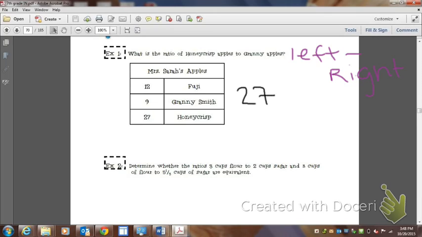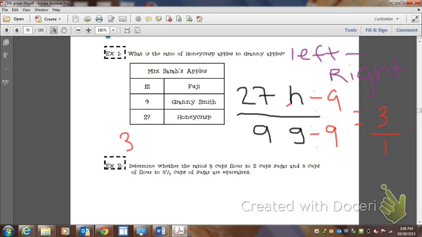And I'm always going to label what I'm comparing over top to bottom, Granny Smith, which is 9, G. And remember, with ratios, we always want to reduce them. So I'm going to reduce both of them by their greatest common factor of 9, which comes out to be 27 divided by 9, which is 3 over 1. So my ratio of Honeycrisp to Granny Smith is 3 to 1. We can write it as 3 with colons to 1.